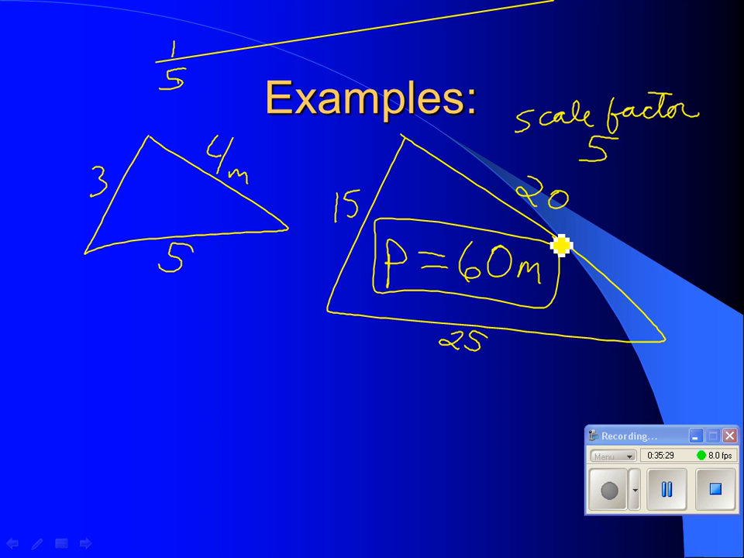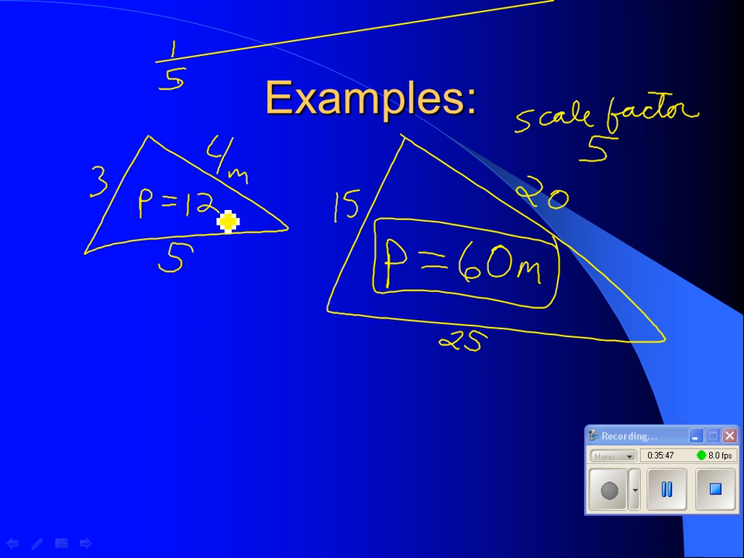Let's do this real quick. What's the perimeter over here? 12. Guess what's true about the perimeters? They're 1/5. Well, there's a scale factor, the scale factor of 5. What's 12 times 5? 60.